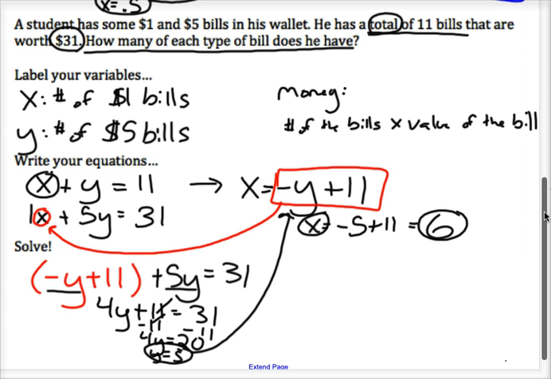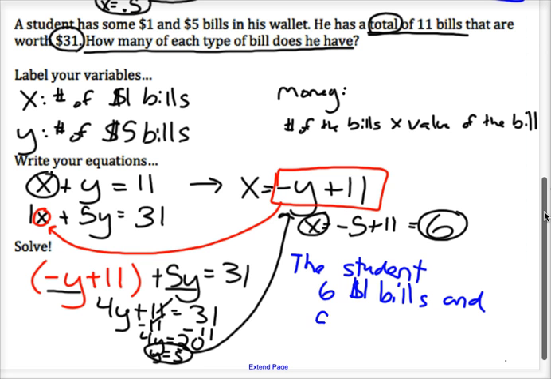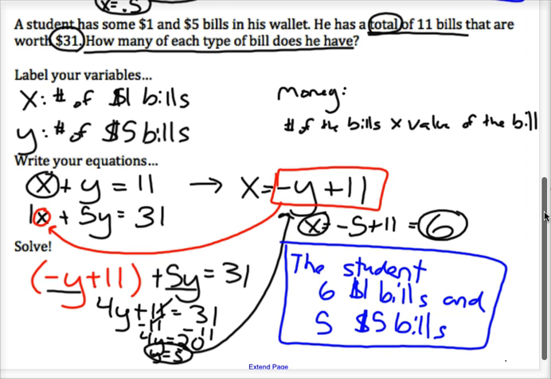So now I've done it. I have both my variables solved for. But again, in these word problems, I don't want you to write them as a point. I want you to solve it in context. So the student has 6 $1 bills and 5 $5 bills. Again, for these word problems, I want you answering in context. So that is the answer that I'm looking for.